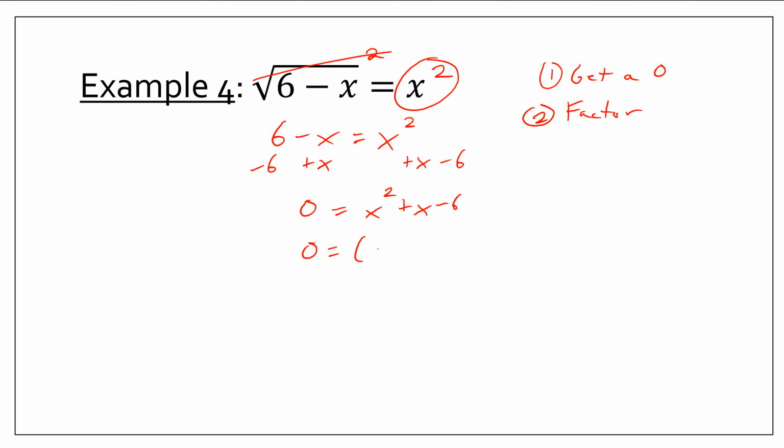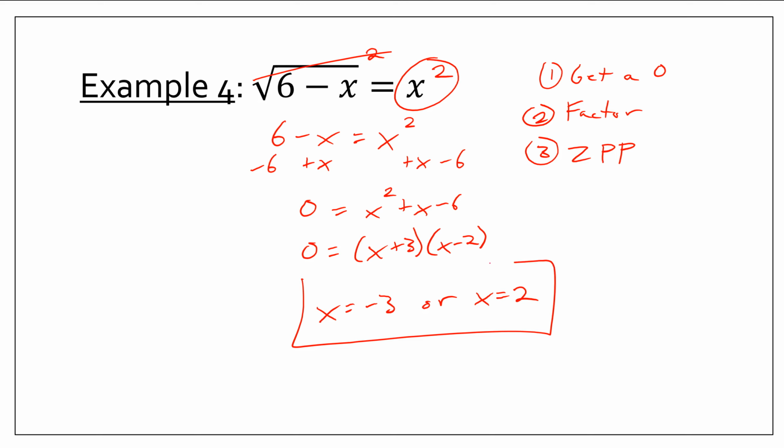Anyway, this factoring is x plus 3 times x minus 2. Are you starting to get good at factoring? Are you starting to be able to do it in your sleep? That's how it is for me, but I'm the teacher, so I don't know if that matters. Finally, zero product property. We know that x equals -3 or x equals 2.